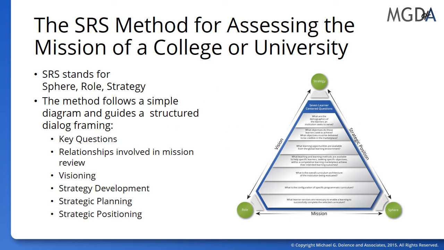In the SRS method for assessing the mission of a college or university, the SRS stands for sphere, role, and strategy. The method follows a simple diagram, and we will develop the diagram over the course of this webinar. By structuring a dialogue following the elements of this diagram, the method helps frame strategic questions, develop future-focused answers, and engage a deeper understanding of the relationships that must be considered in mission review, visioning, strategy development, strategic planning, and strategic positioning.